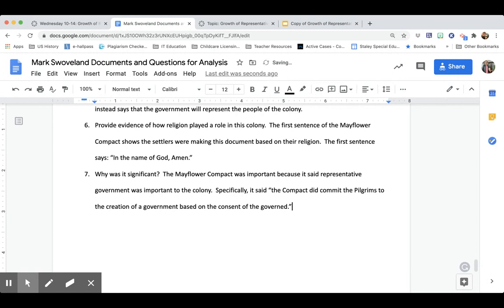All right, so what I said is the Mayflower Compact was important because it said representative government was important to the colony. Specifically, it said, quote, the compact did commit the pilgrims to the creation of a government based on the consent of the governed. All right, so you guys can get that one caught up.